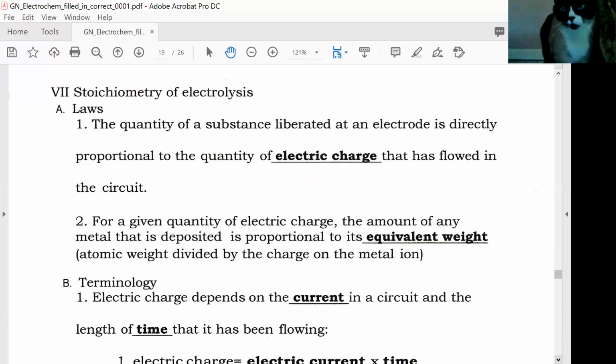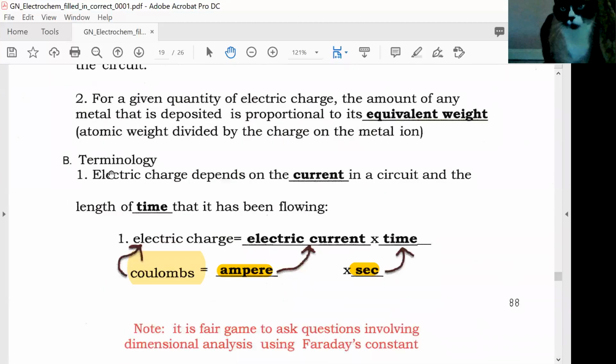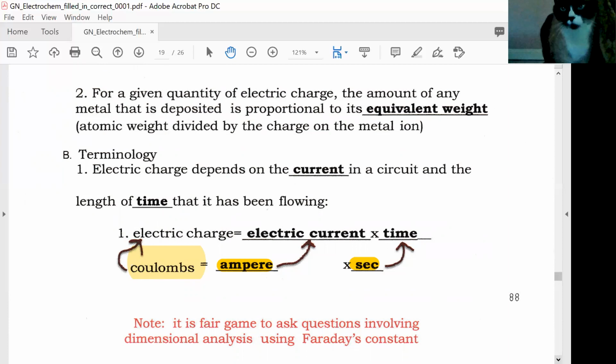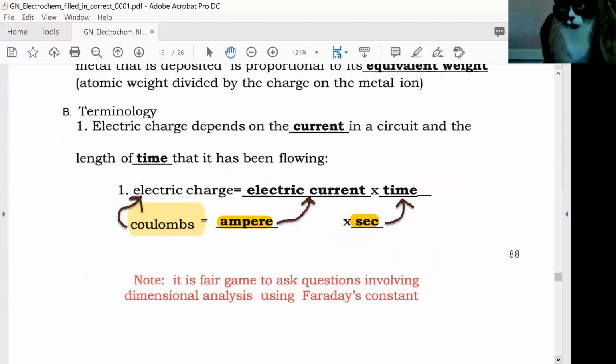So we're going to look at some terminology. Electric charge depends on the current in the circuit and the length of time that it has been flowing. So our equation is electric charge equals electric current times time. The units of electric charge are coulombs. The unit of electric current is ampere. And typically we use time as seconds. Note it is fair game to ask questions involving dimensional analysis using Faraday's constant.